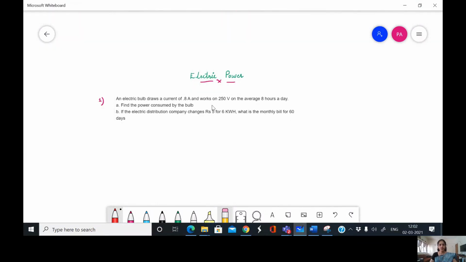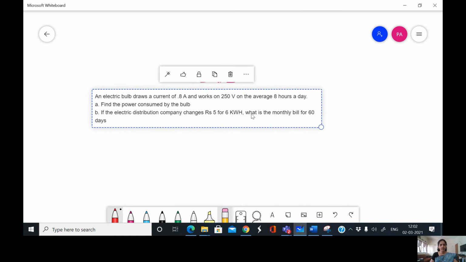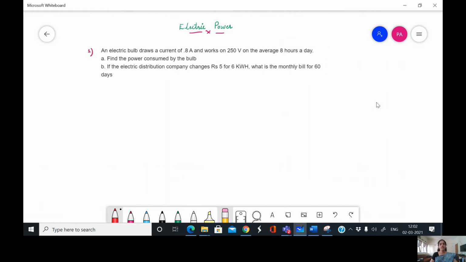You can see that already questions are taken. Here comes the first question. Let me just zoom in. Okay. So the question is, an electric bulb draws a current of 0.8 ampere and works on 250 volt on the average 8 hours a day.